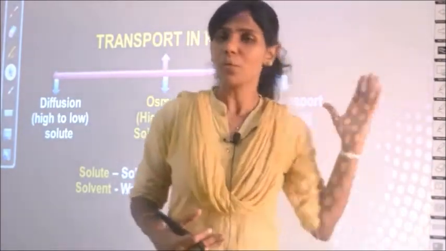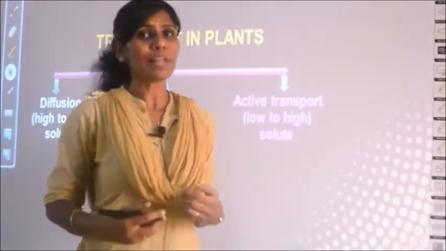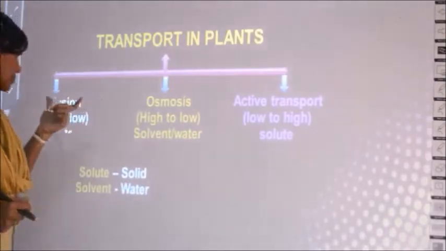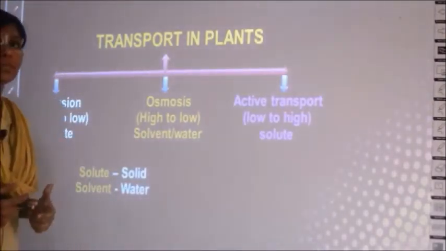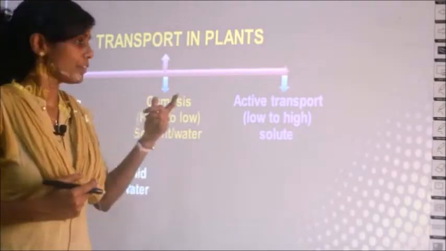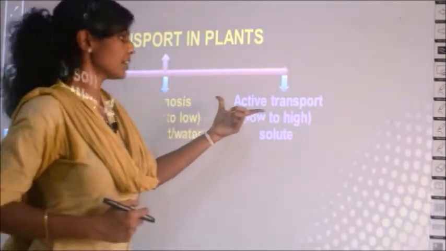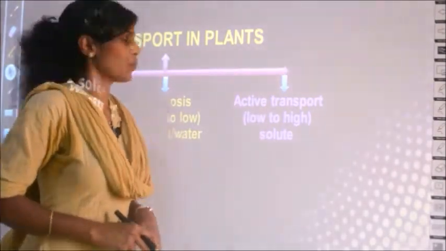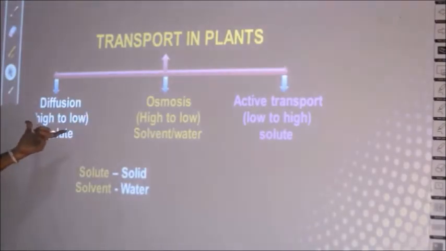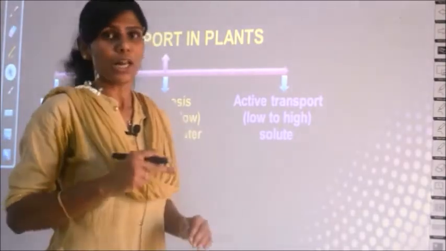Once again we'll recall these three rules and then we'll get into the explanation of these three mechanisms. What did I tell you? There are three mechanisms by which the materials can be transported in the plant. The first mechanism is diffusion, the second one is osmosis, and the third one is active transport. In diffusion and osmosis, it is always from high to low, whereas in active transport it is always from low to high.